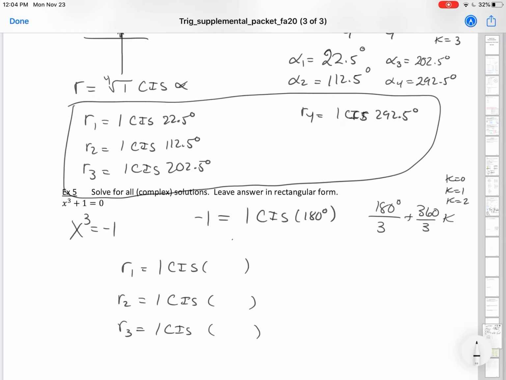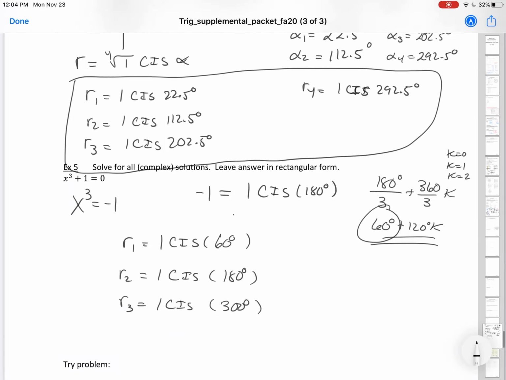So we want to get as much out of going back and looking at the formula as possible. So 180 degrees divided by 3 is 60 degrees plus 120 degrees k. And first of all, we're going to let k be 0, and so we're going to get 60 degrees. What this is saying is start with 60 and add 120, however many times you need it. Well, we know there's only 3 roots, so adding 120 is 180. Adding 120 is 300, right? Coming up with those different ones.